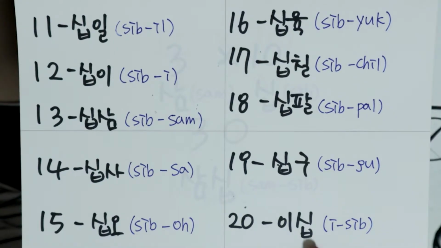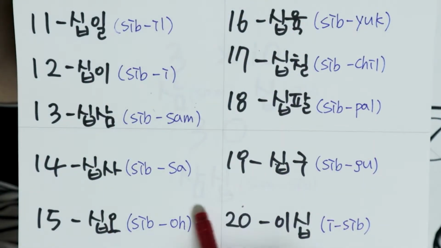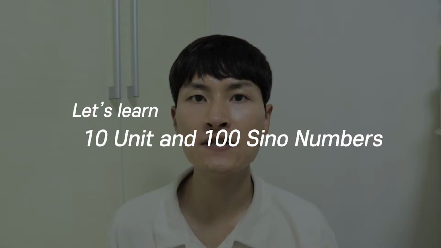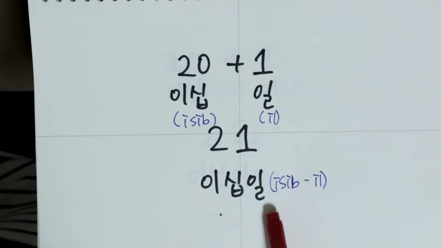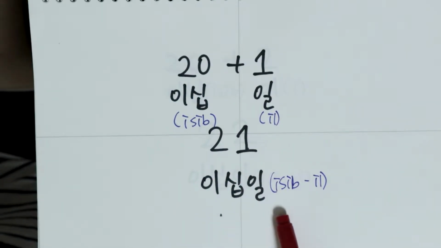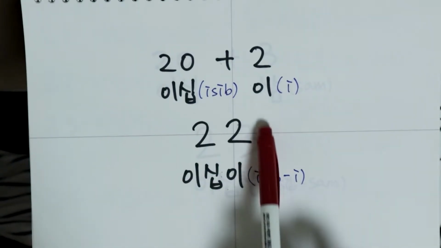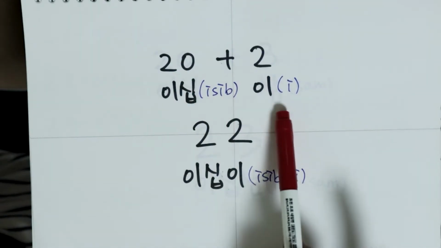We call it 20. The rule is different with those numbers. I'm gonna review these sounds in few seconds. So the same method applies to every number over 10. Next, let's focus on 10 units and 100s. 21 is 21 because 20 plus 1. So 21. Let's focus on why 22 sounds 22. This is 22 because 20 plus 2.